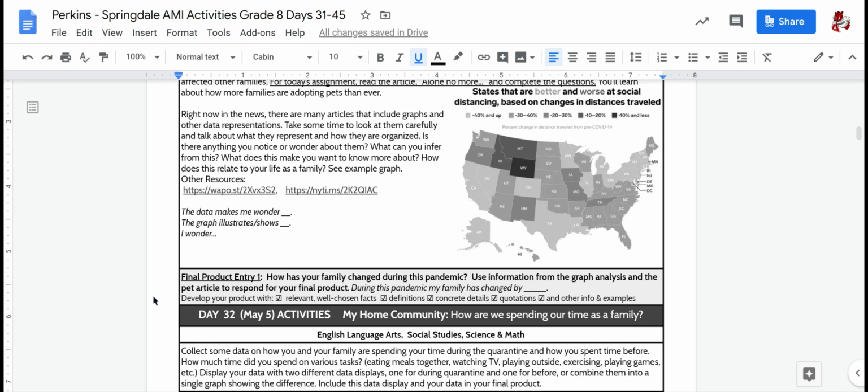And then your instructions say develop your product with relevant, well-chosen facts, definitions, concrete details, quotations, and other information and examples. Okay, so when you're writing your final product or however your final product is looking, make sure to include those things at the bottom. All right, as always, if you have any questions, please reach out to your teachers via email or Google Classroom, and we would be more than happy to help you.